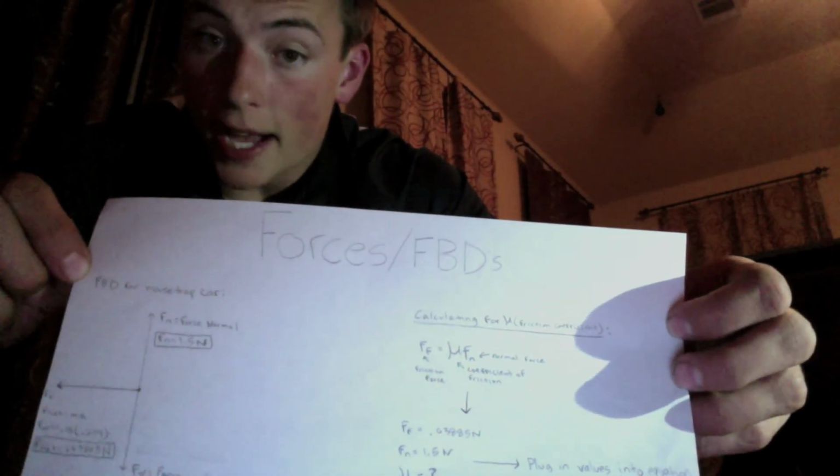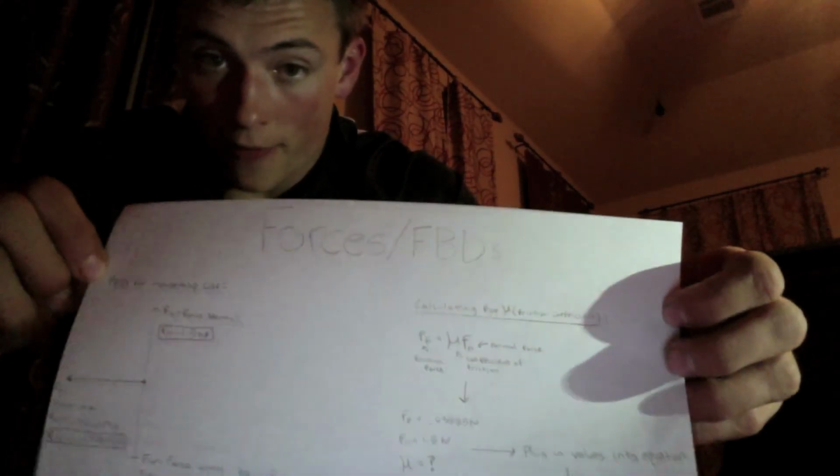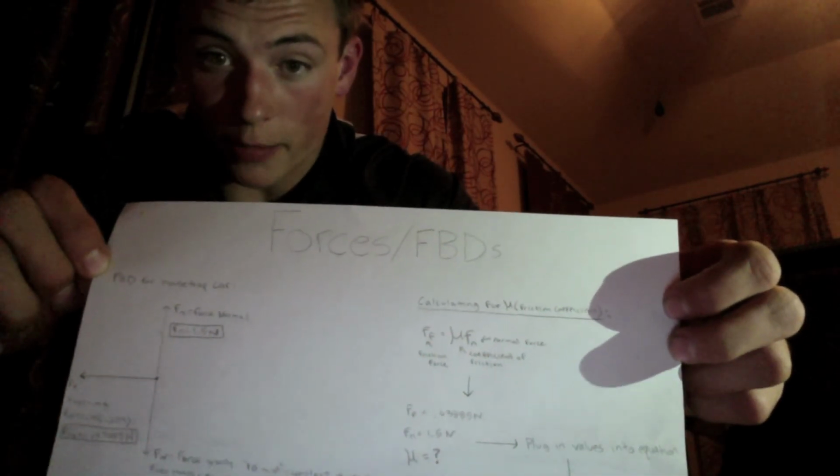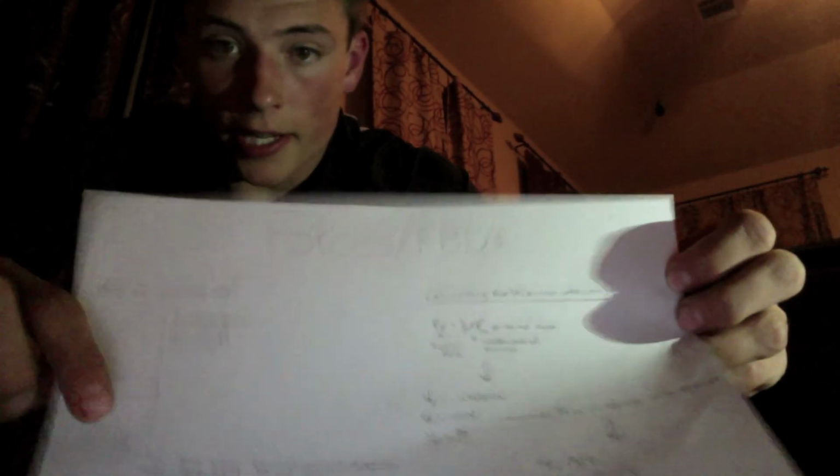Coefficient times force normal. So friction force is equal to mu times FN. Down here. Oh shit, dude. What? This is Mirage. Oh my god, man.